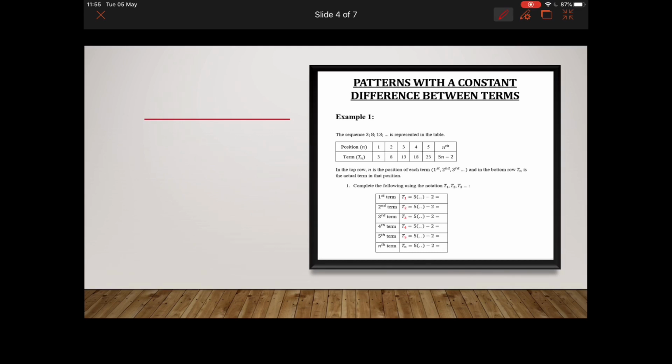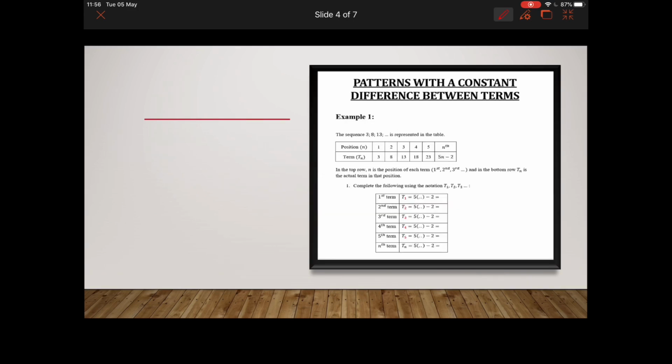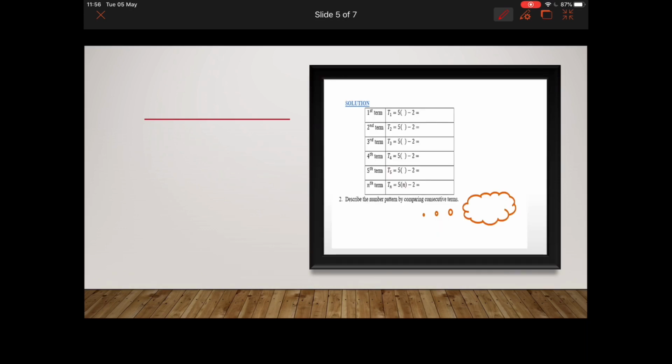So first term in this case is 3, the second term is 8, the third term is 13, and so on and so forth. Alright, so when we look at this, it says complete the following using the notation T1, T2, T3. So what that means is we want to jump into the answers over here. So basically how we would do this is in the place of those brackets we want to put in our values. So we want to put 1, 2, 3, 4, 5, and we want to get our answers over there. So we want to prove that our table is correct.